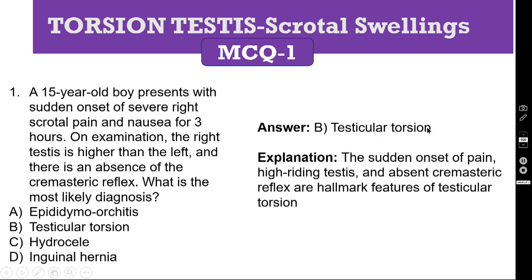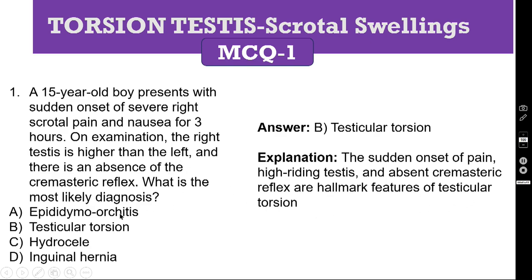Of course, the correct answer is testicular torsion because of the classical history. Sudden onset of pain, acute pain. High riding testis. The testis on the affected side is lying in a higher position. And the absent cremasteric reflex. All are hallmark features of a testicular torsion.